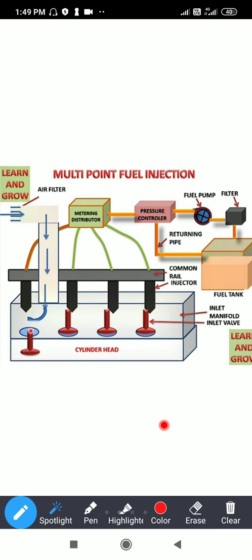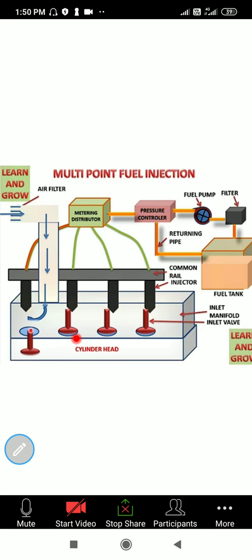As per the opening of the valve, the metering distributor control system works, or the controlling unit or controlling device is there, by which the fuel is provided to the multiple injectors. For the multiple injectors the fuel is provided by the metering distributor, not including the air. The air is separately supplied to the cylinder when the valve is opened. So in this way the multi-point fuel injector works.